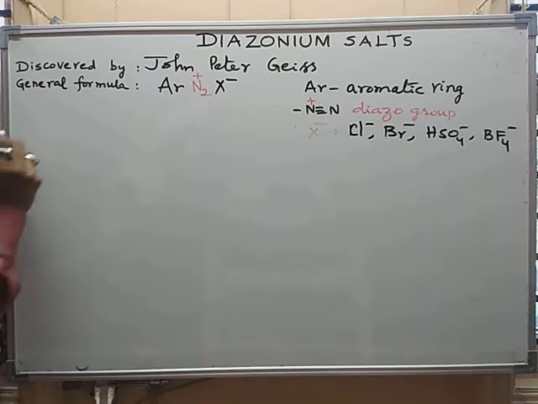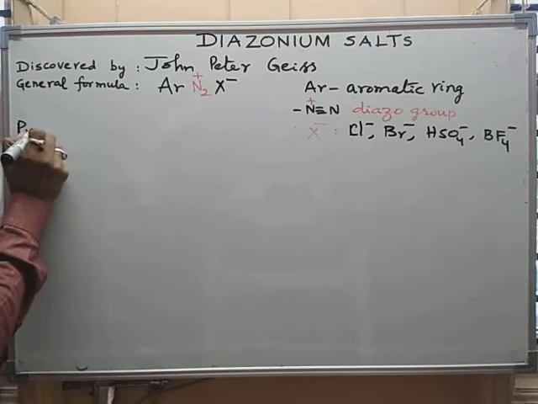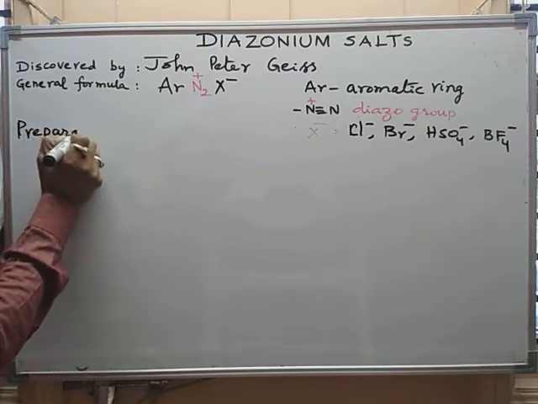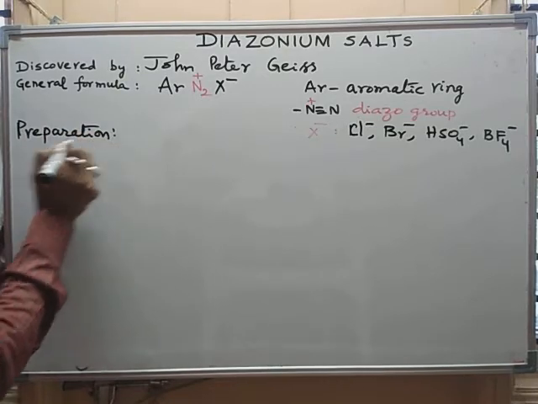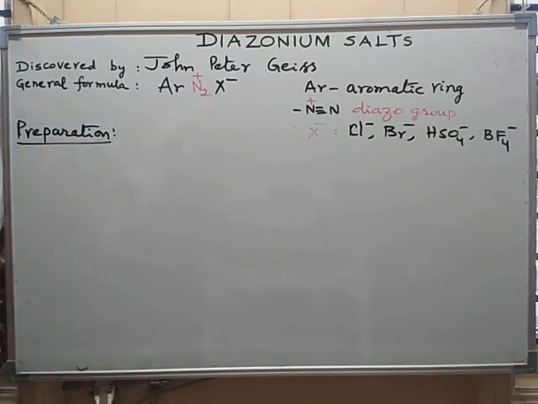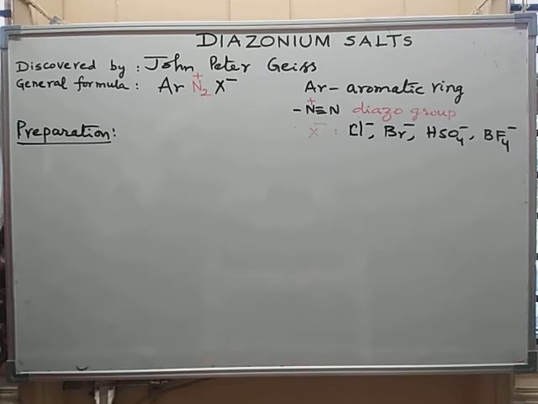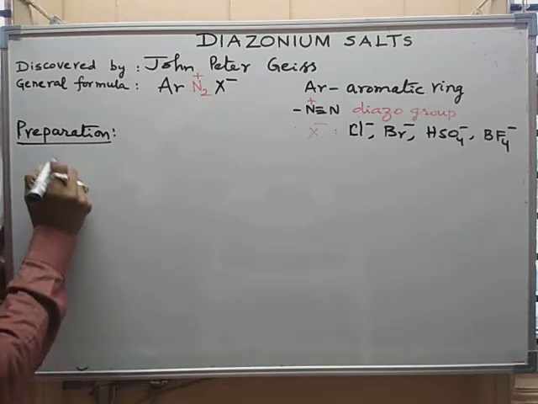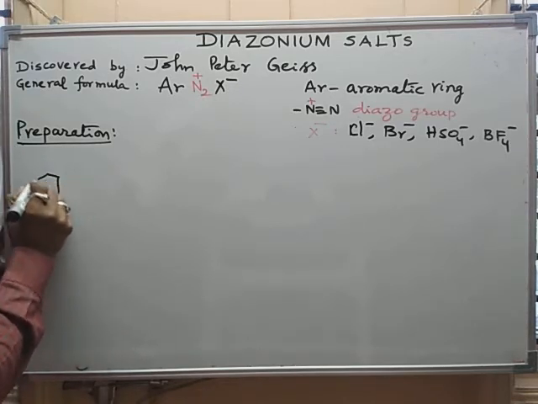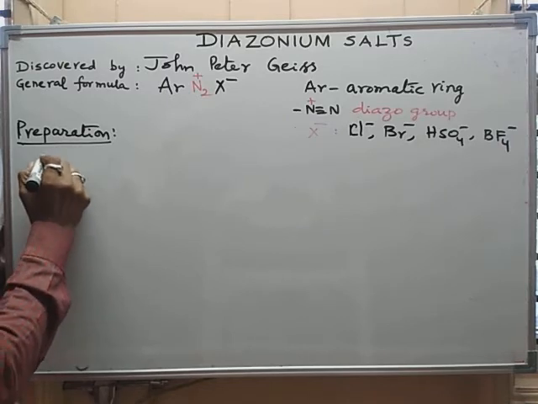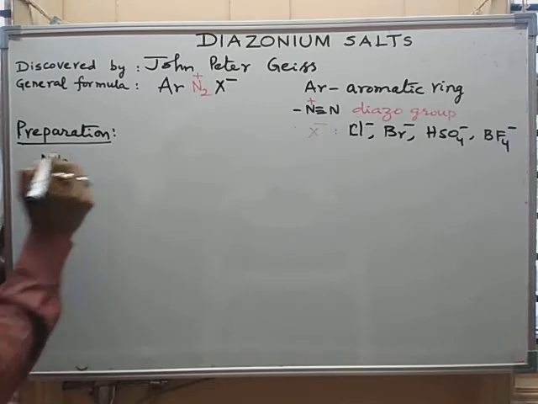So next area is preparation. Very simple. Aromatic amines like aniline is treated with NaNO2, HCl, sodium nitrite and hydrochloric acid at 0 to 5 degrees centigrade. Then you will get this one. Now take one by one preparation. Aniline already we worked, but here this is a chance to recall.